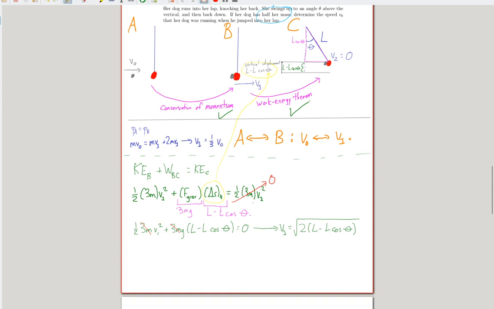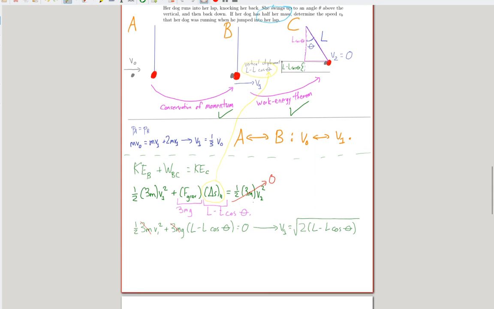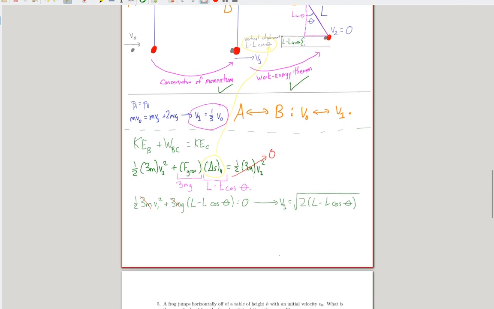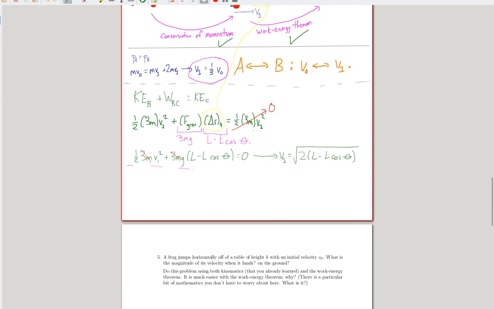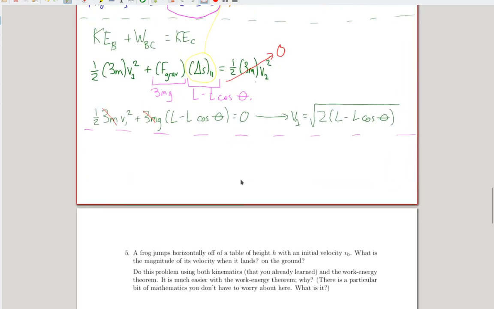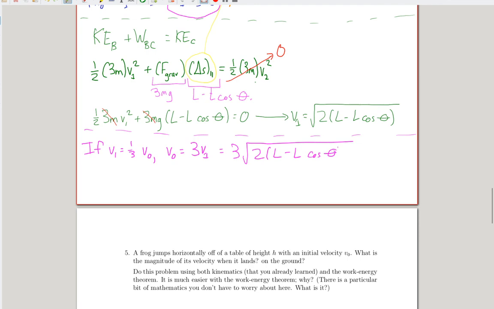Now we go back to the thing we did just a moment ago, where we found that v1 was 1/3 of v0. So if v1 is 1/3 of v0, then v0 is 3v1, which is just going to be 3 times the square root of 2g times L minus L cosine theta.